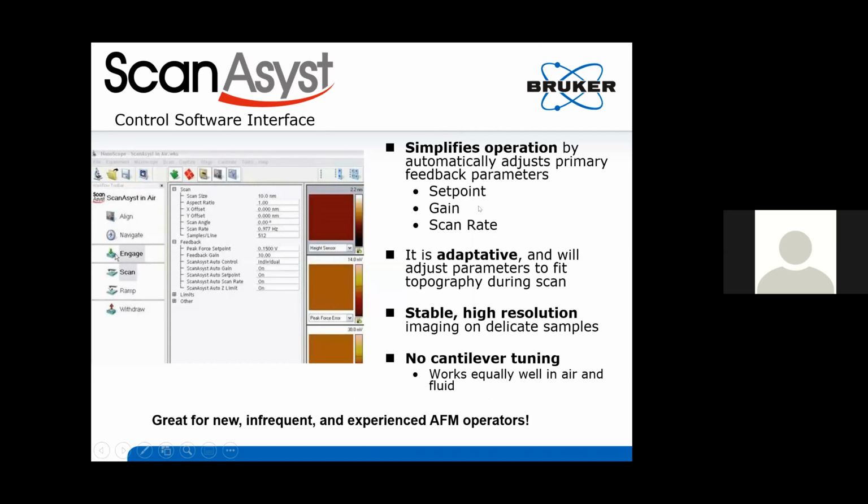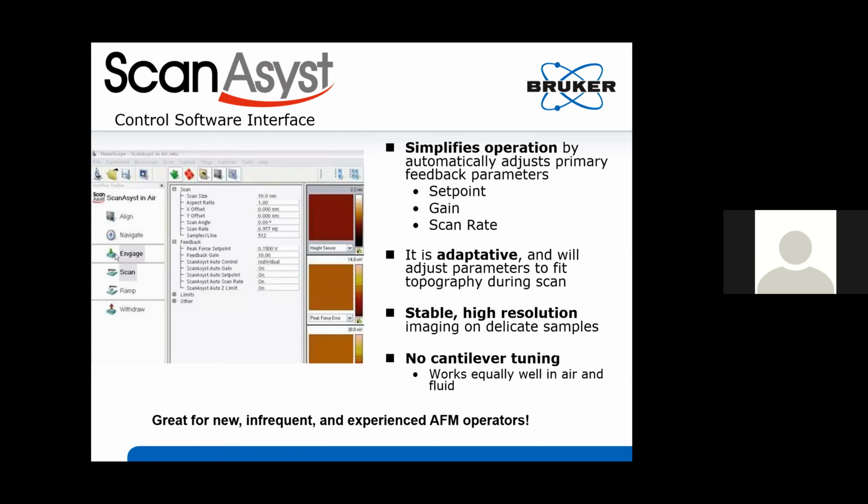You have 3 main imaging parameters: your set point, which is your force; your gain, which is how fast the feedback responds. It can give you a good image with a good gain setting. It can give you a noisy image with a bad gain setting. And also the scan rate. It'll adjust these 3. In tapping and contact, you would adjust these manually. It's also adaptive. So as you're scanning along, if you hit some big bump, then it'll adjust these parameters during the scan. So it's not preset, so that's nice.